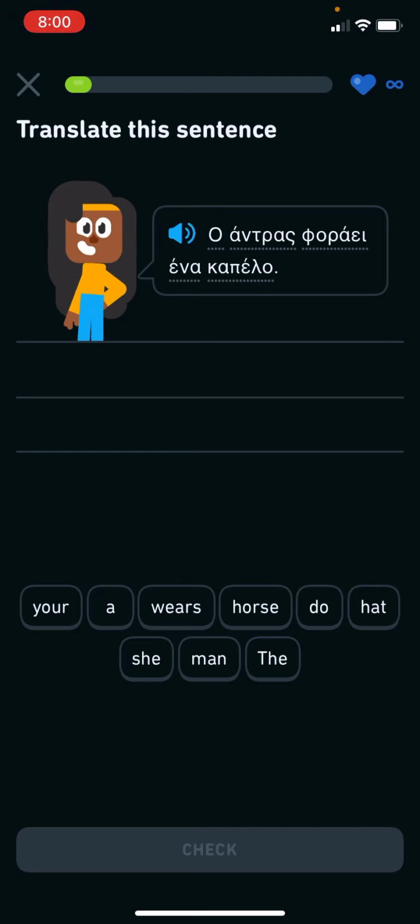So that is an example of the computerized voice that you would hear through a Duolingo program.